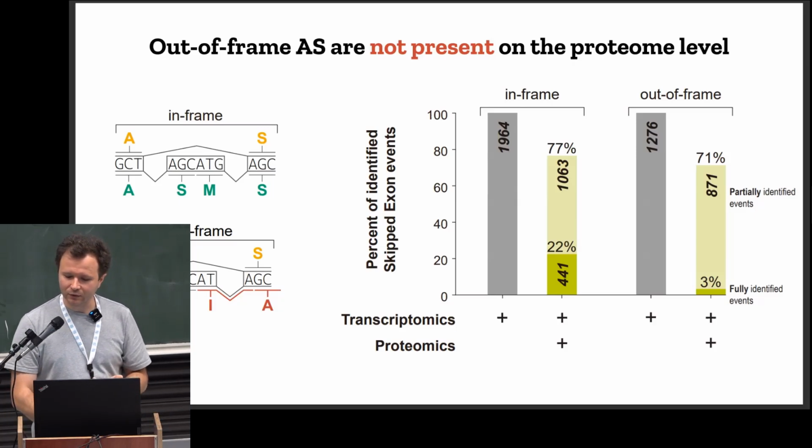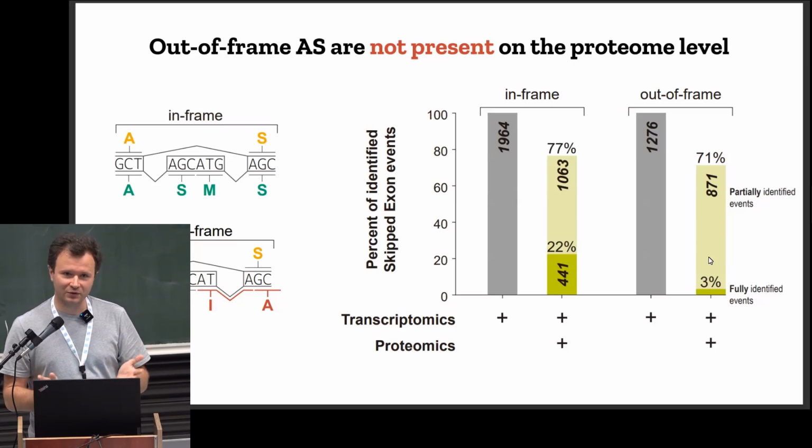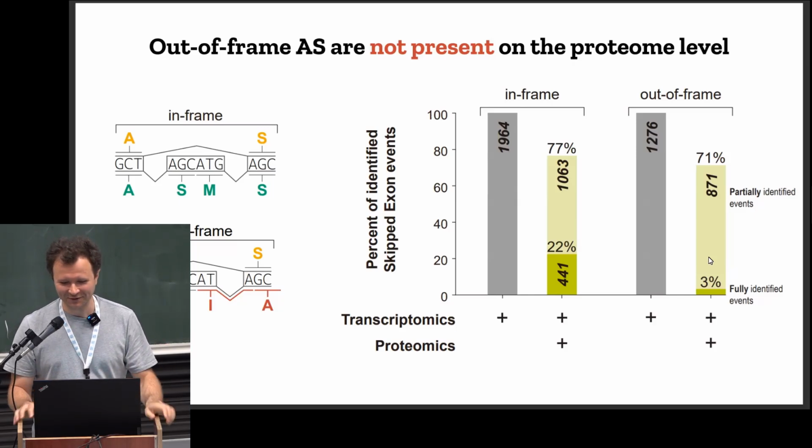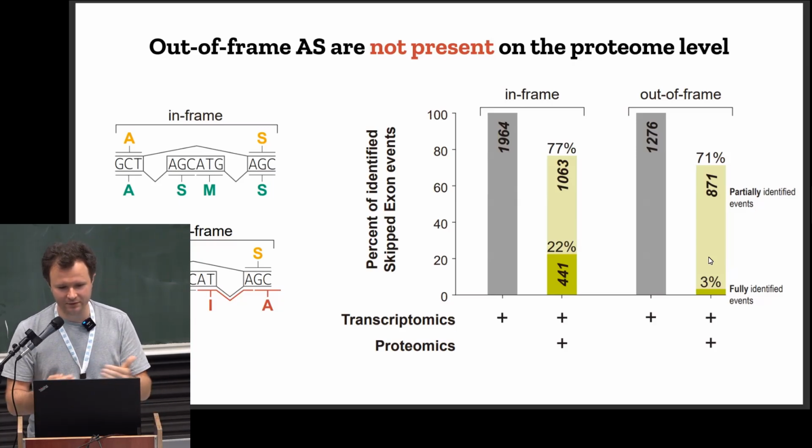But in the case of out-of-frame translation, we almost never detect both alternatives. So from our point of view, that supports the hypothesis in the field that out of two alternatives, one alternative is constantly degraded. Another question is to ask why the cell is doing that, but that's actually a difficult question. There are some studies on top of that. This is an active regulation of protein synthesis, but using alternative splicing.